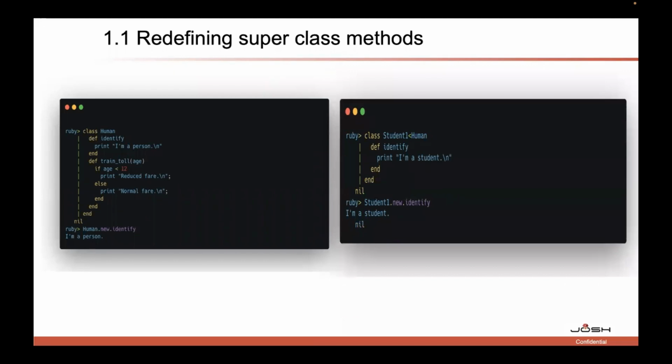What I am doing here is creating another subclass. I have created a Student1 class, which is inheriting the Human class, and again I am redefining the identify method. If I do Student1.new.identify, the latest method will be called. It says "I am a student". How method lookup is done, we'll discuss in a separate slide. So here you can see how we can redefine a method.